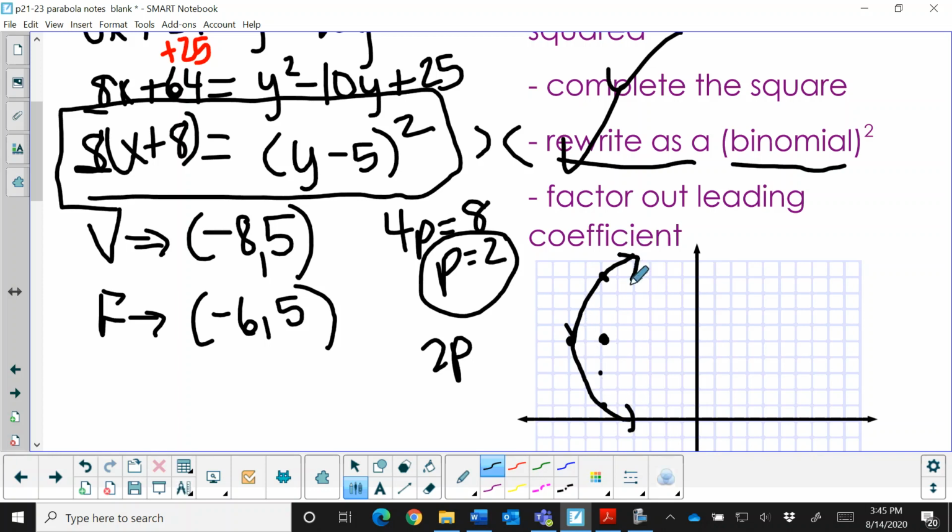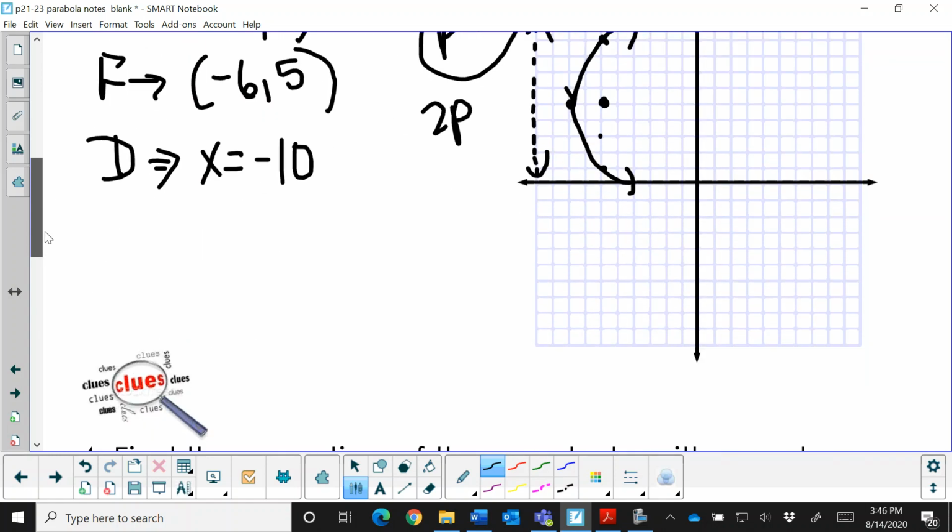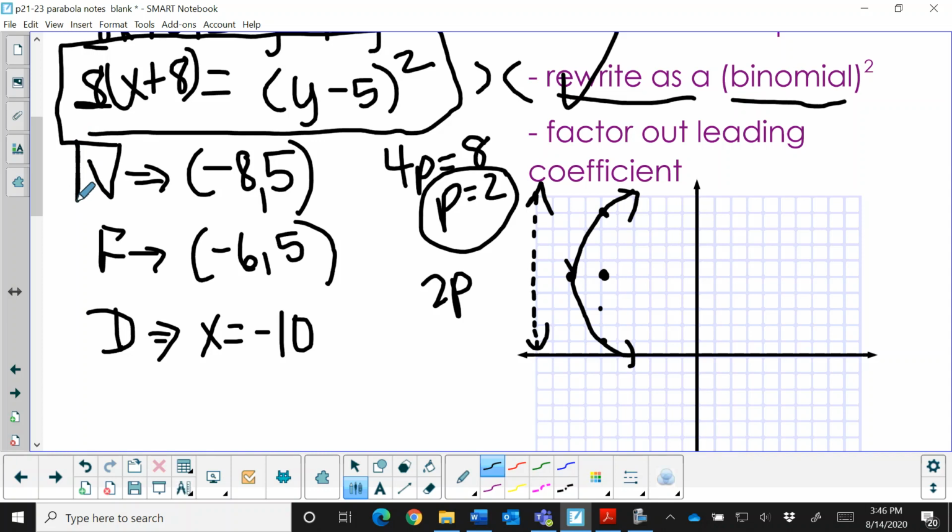Okay, now I haven't finished because I still need to draw my directrix. And my directrix, if this focus is 2 to the right, that means my directrix is 2 to the left. So it's over here. And again, draw it as a dashed line. It's a line of reference. It's not part of the graph. It's a vertical line, so it's x equals -10. Okay, and that's how you find those characteristics to graph your parabola and find your clues. So I hope this was helpful on figuring that out.